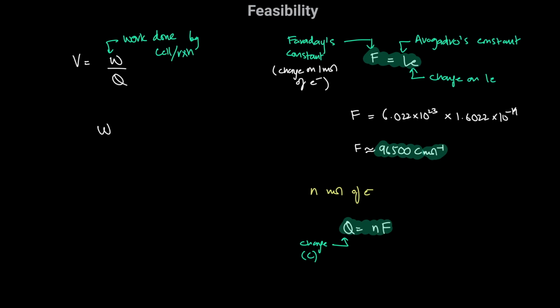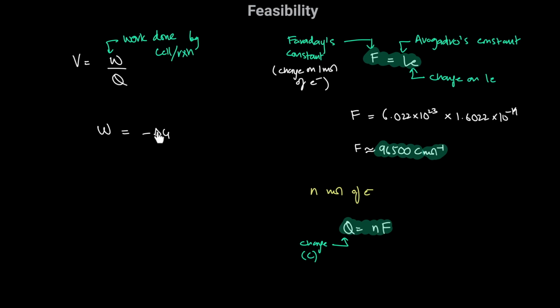So when the work done by the cell is positive, it means that the energy change for that cell is negative. And the energy change is represented by the Gibbs free energy change. So if the Gibbs free energy change is negative, in other words, if the reaction or the cell is releasing energy, then the work done will be positive.